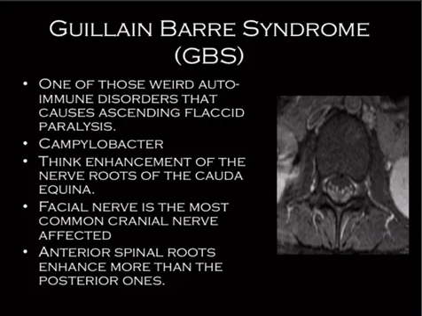Other trivia that's less likely to be asked: facial nerve is the most common cranial nerve involved. That's usually a good guess, by the way, for multiple choice. Which of the following cranial nerves is the most commonly involved? Facial nerve is usually a good guess. It happens in trauma. It happens with this. Happens with Lyme's. Happens with lots of different stuff. And then anterior spinal roots will enhance more than the posterior ones. Don't ask me why. It sounds like something somebody would ask, but I think that's probably a little bit too obscure.